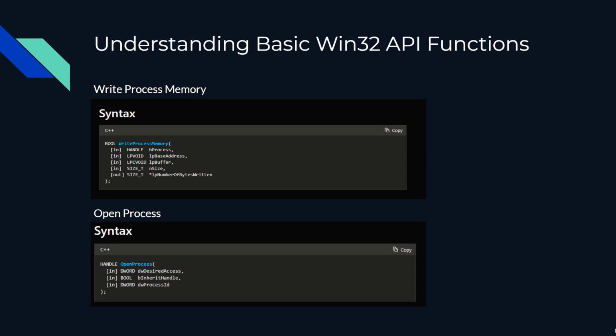We first need to understand the basic Windows 32 API functions. The main ones that we're going to use today are WriteProcessMemory and OpenProcess.